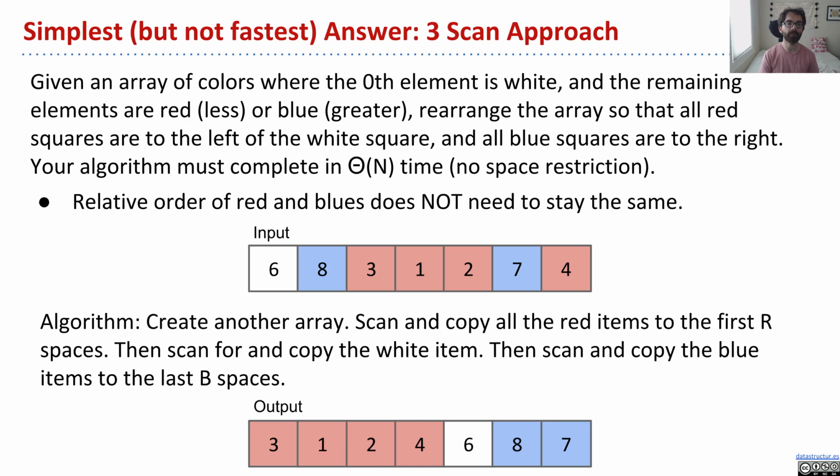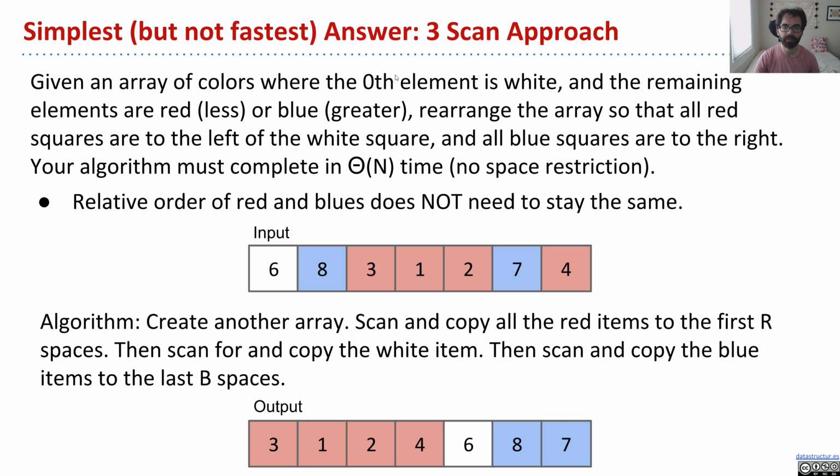So I'm going to tell you just one particular answer, which I think is the simplest, but not the fastest answer, which I'm going to call the 3-scan approach. So in this approach, what you do is you create another array, and then you scan through the array and copy all the red items to the first R spaces. So I see, is this red? No. Is this red? No. Is this red? Okay, great, copy it. Is this red? Yes, copy. Is this red? Yes, copy. Is this red? No, don't do anything. Is this red? Copy. Now, then what I'm going to do is scan for and then copy the white item.